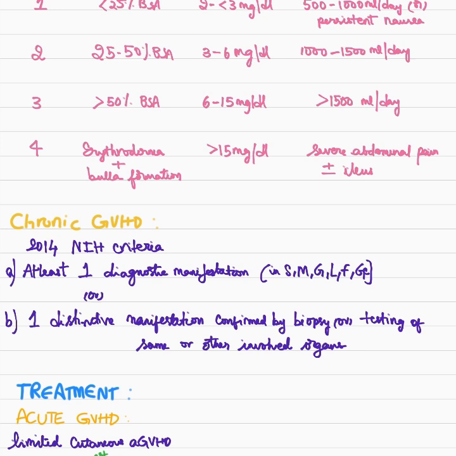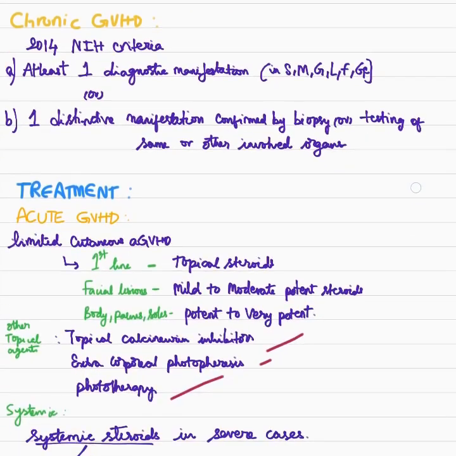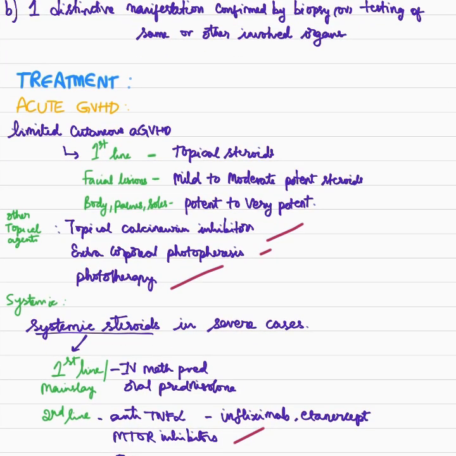Coming to treatment for acute GvHD, if there is limited cutaneous involvement, then the first line of choice is going to be topical steroids. So for facial lesions, we go for mild to moderate potent steroids, and for body, palms and soles, we go for potent to very potent steroids. Other topical agents such as topical calcineurin inhibitors, that includes tacrolimus or pimecrolimus, or extracorporeal photopheresis and phototherapy can be tried.